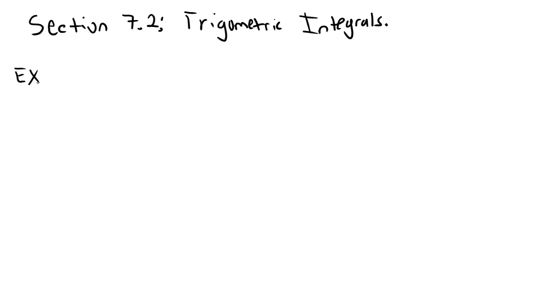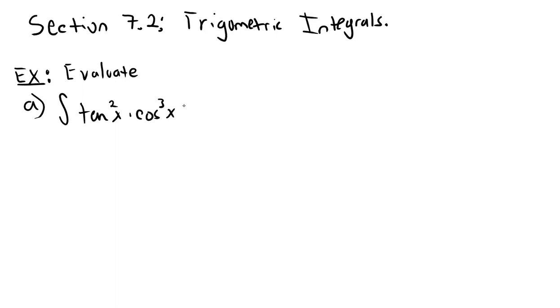So I'm really quickly going to jump into an example that is going to just say that we want to evaluate these integrals. So here we go. We want to evaluate the first integral. I'm going to label this part A, and the integral is the integral of tangent squared of x multiplied by cosine cubed of x, and this is all dx.